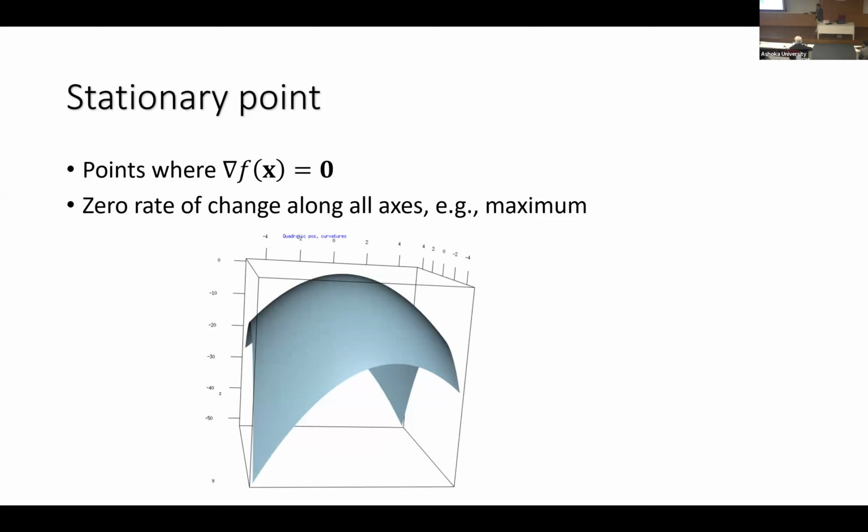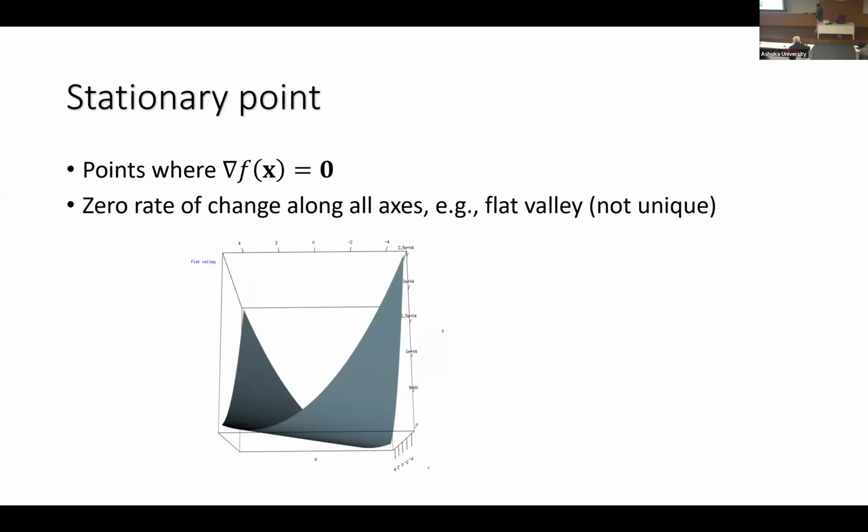The maximum, interestingly, is also a stationary point, because the rate of change is 0. The function can decrease, but it stops changing at that point, so the gradient becomes 0. And then there could be a flat valley also. It could be minimum along one direction, but flat along another direction. It could be flat along one particular direction, not necessarily an axis. Any direction it could be flat, and in the orthogonal direction, it could be just a minimum.